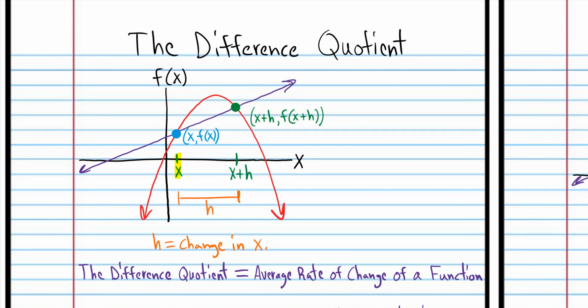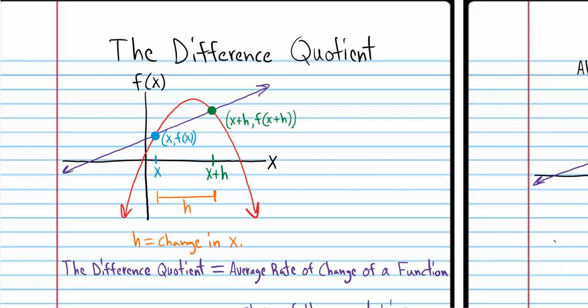Now, if the x value of this point is x, then the y value would be f of x. Remember, f of x is just the y value of the points on the graph. Now, if the x value of this point up here is x plus h, then the y value would be f of x plus h.